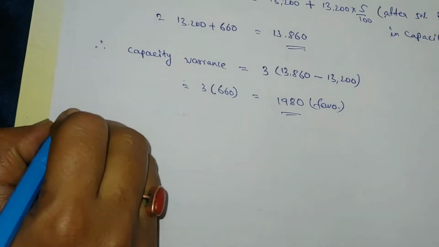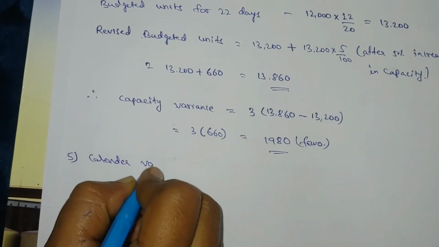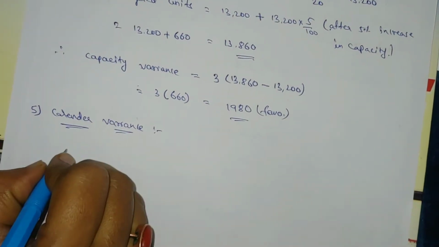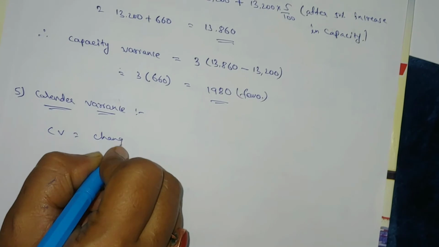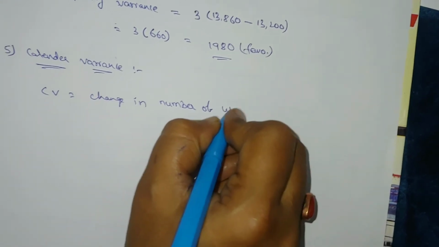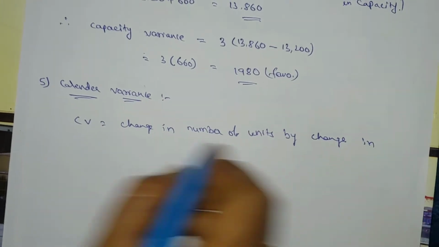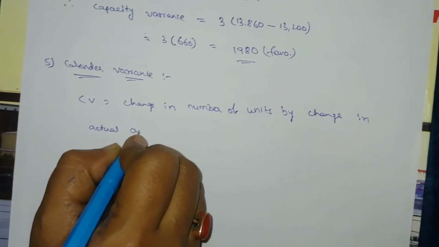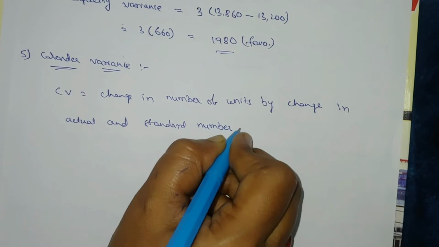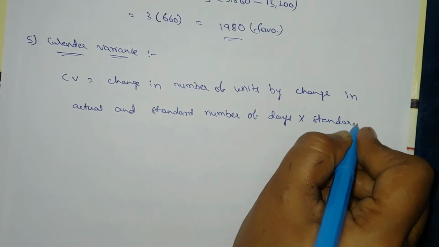Next, we have to calculate calendar variance. Calendar variance is equal to change in number of units by change in actual and standard number of days into standard rate.